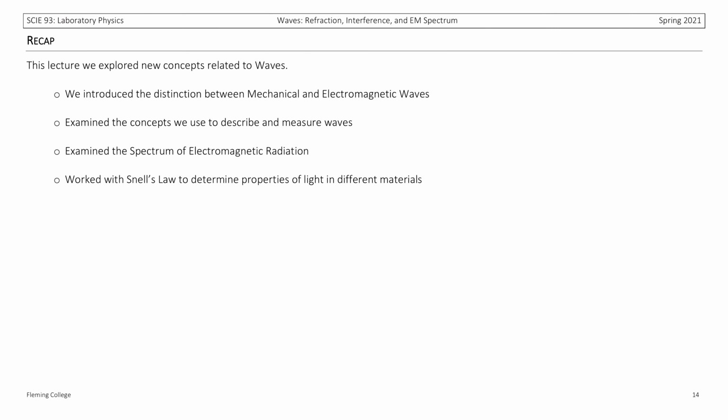In this lecture, we explored new concepts related to waves. We introduced the distinction between mechanical waves and electromagnetic waves: mechanical waves requiring a medium to transition through, and electromagnetic waves representing our radio waves, light and X-rays. We also examined the concepts we'll use to describe and measure waves, whether it be their wavelength, their amplitude, or their frequency. We looked at the spectrum of electromagnetic radiation, and we looked at a couple of examples working with Snell's law to determine the properties of light in different materials.